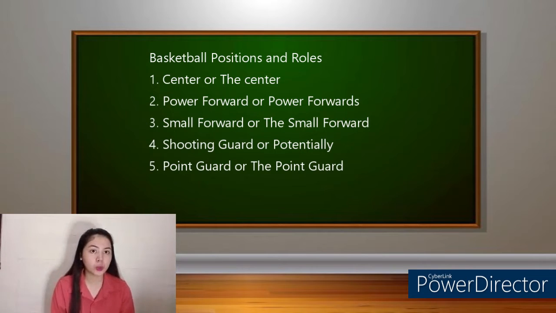Basketball positions and roles. Number 1, center. The center is usually the team's tallest and strongest player and is positioned under the basket. Number 2, power forward. Power forwards are usually the second tallest on the team, the closest to the center in terms of physical attributes and playing style, but with more speed.